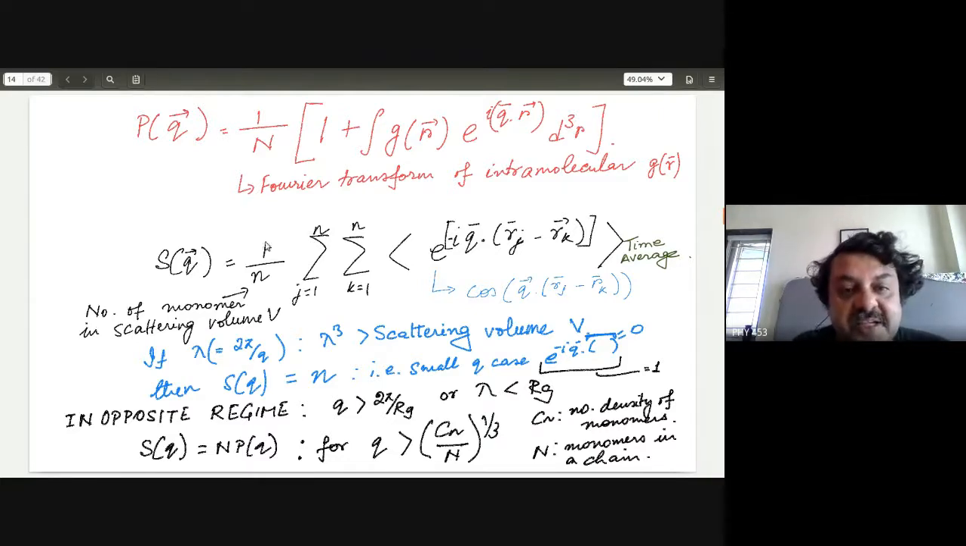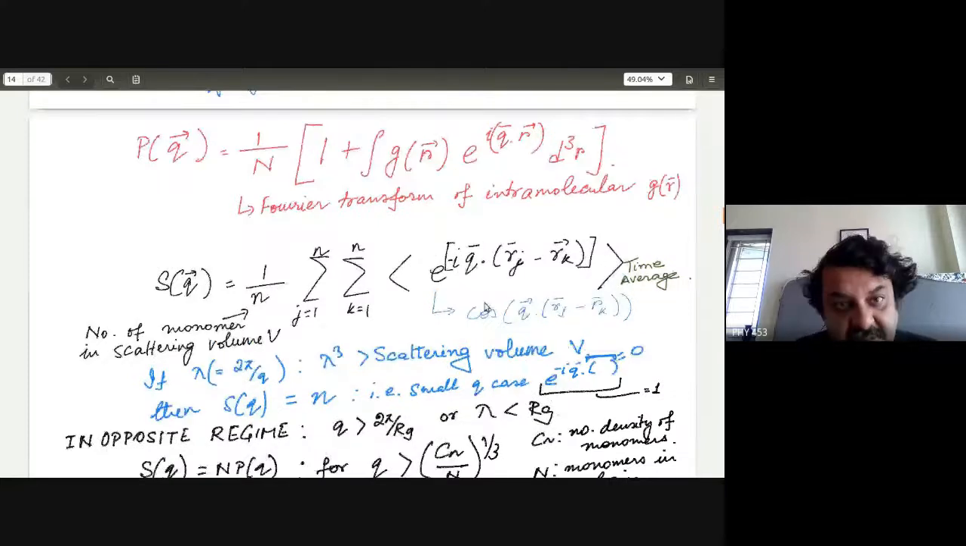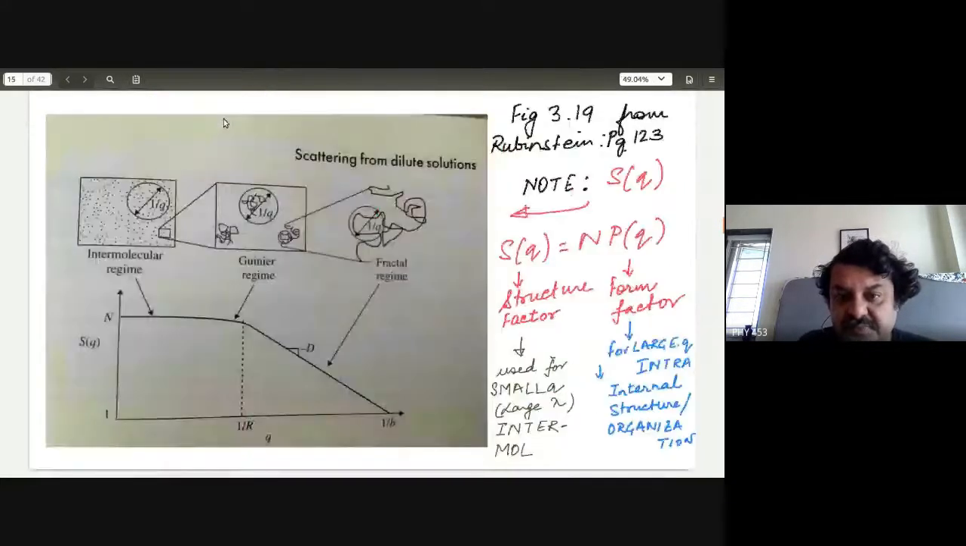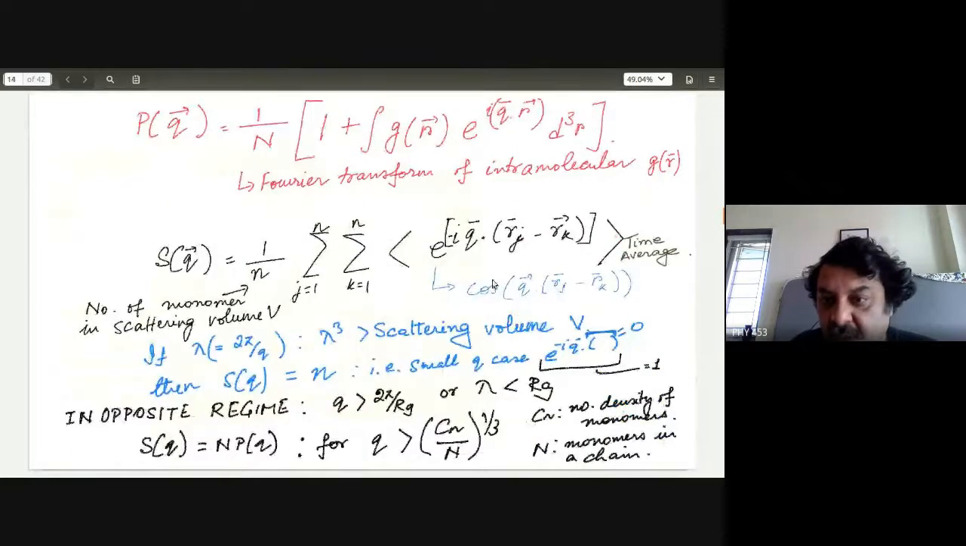So S of Q is defined as 1 by n, sum over j equal to 1 to n, all possible scattering centers. Again, a double sum over k equal to 1 to n, sum over all possible scattering centers, e to the power minus i q dot (rj minus rk), time average. And when I write this, of course, it means that you can work only with the real part of this function, which in that case will be similar to what we saw in the previous case, cos of q dot (rj minus rk).